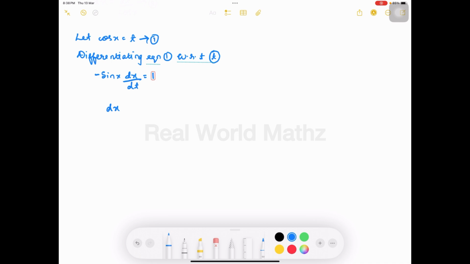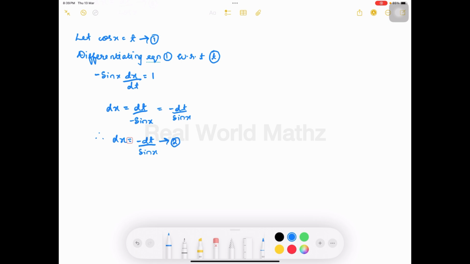So we get dx is equal to dt by minus sin x. We know that if minus is in the denominator, you can bring it up to the numerator. So I'll write it as minus dt by sin x. So both are also the same. So let's conclude it as dx is equal to minus dt by sin x. I'll call this equation number 2.